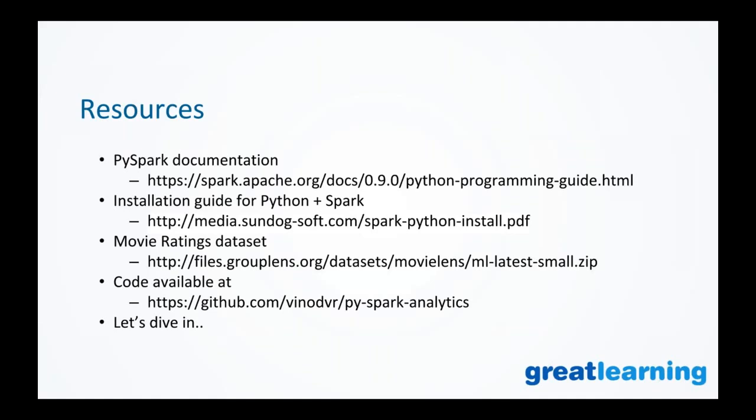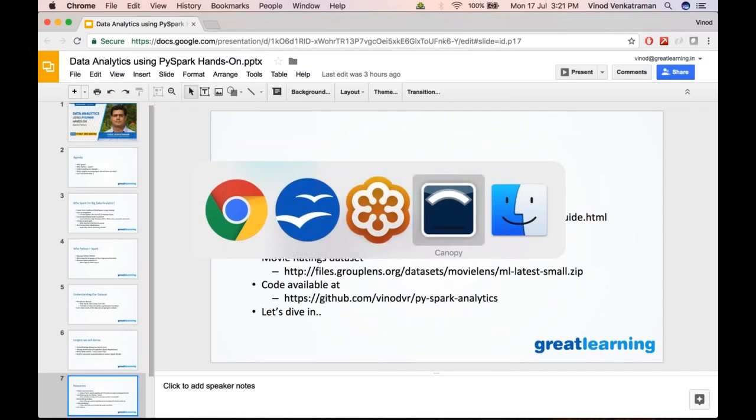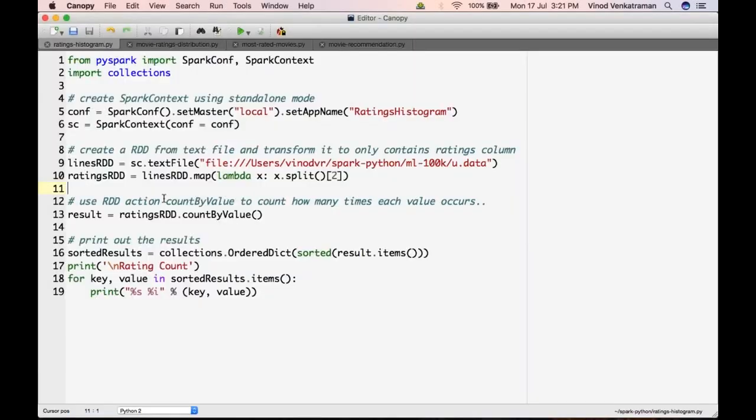All right, in the interest of time, let's dive in and look at the code. The first insight we wanted to derive is how the ratings look. How many 1-star ratings are there in this data set? How many 2-star, and so on? This is the ratings histogram. This is the code for it, and let me walk you through it.